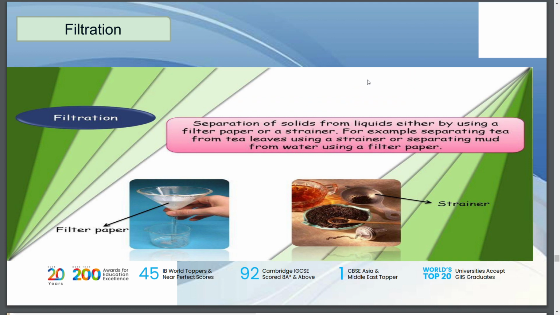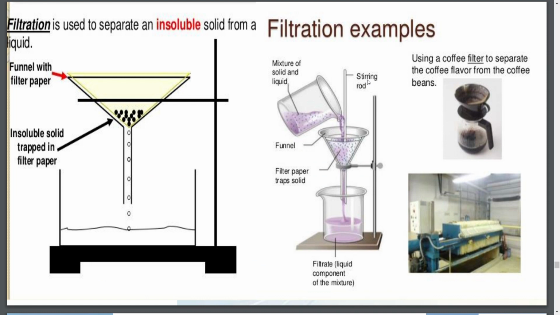Filtration is the separation of a solid from a liquid, either by using filter paper or any strainer or fine cloth. For example, separating tea from the tea leaves using a strainer, or separating mud from water using filter paper. Filtration is used to separate insoluble items. As I told, insoluble means it can never dissolve.